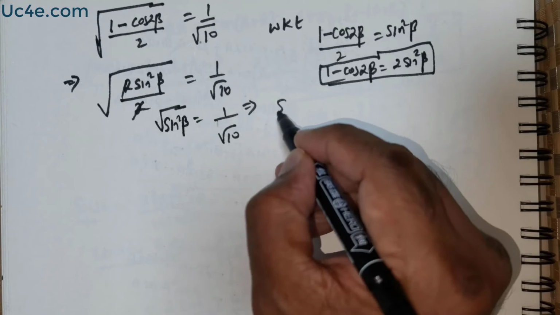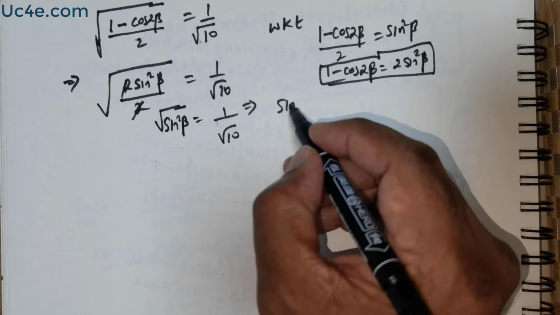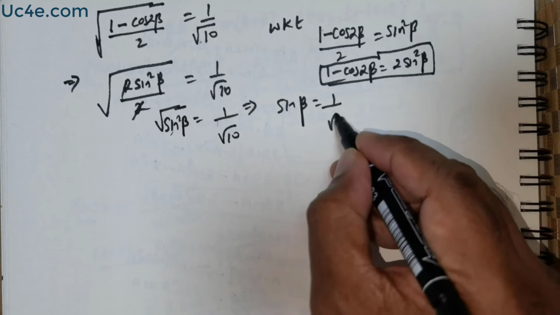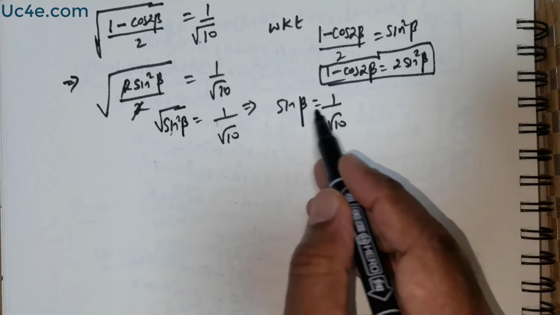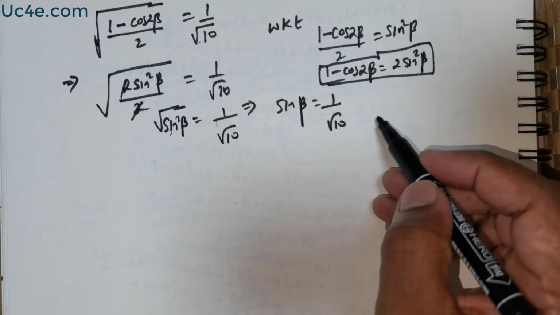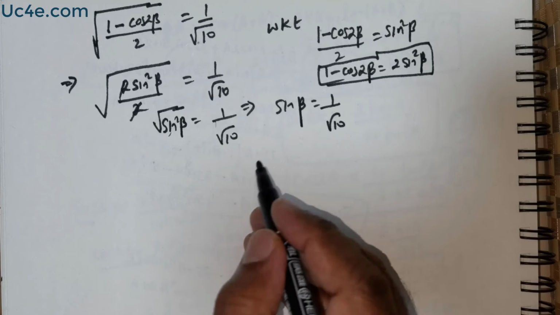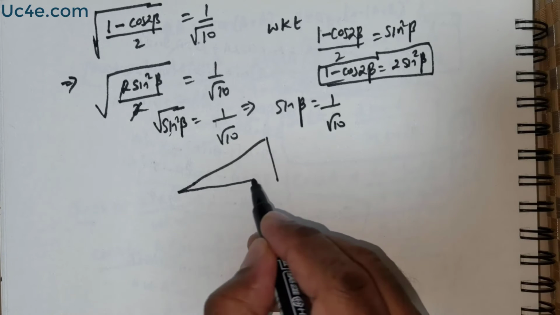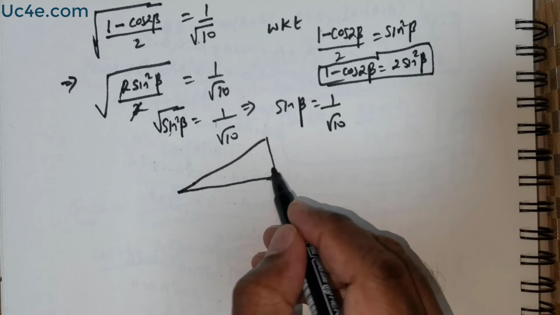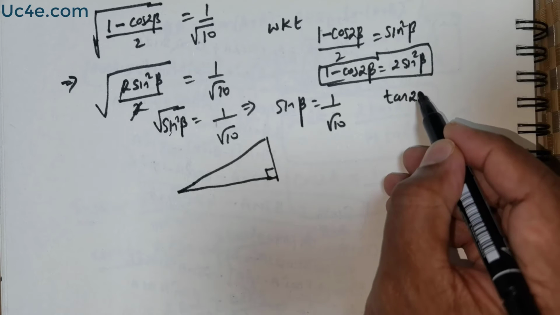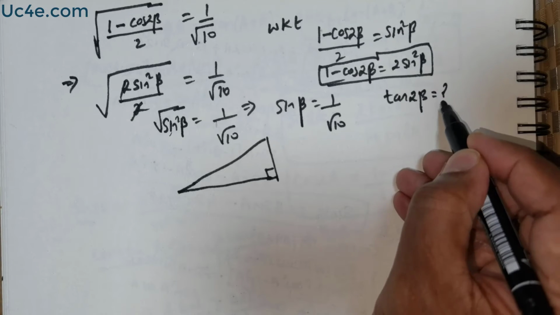So this would mean I now have sine beta equal to 1 over root 10. As I mentioned to you, alpha and beta are present in the first quadrant, so I don't have to utilize modulus. Now let me consider the right triangle. Why am I considering the right triangle? I need to obtain other ratios, because I need to obtain the value for tan 2 beta.